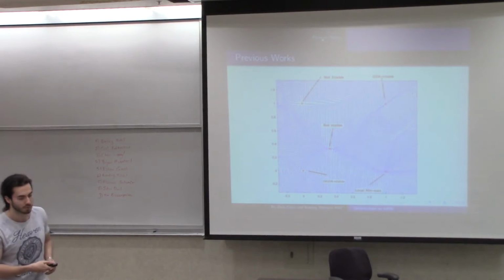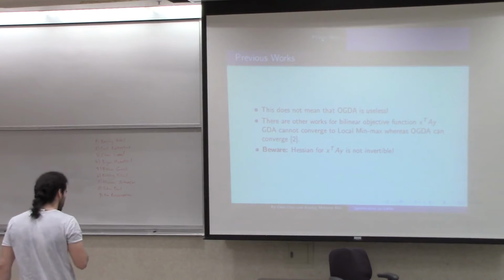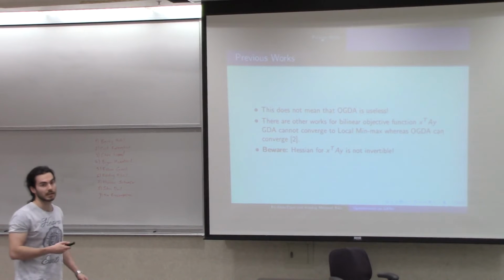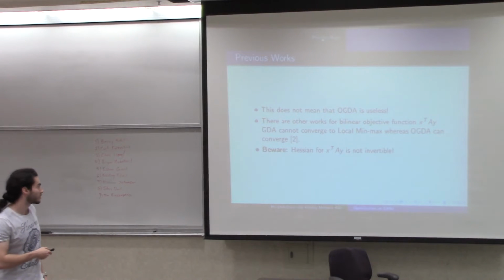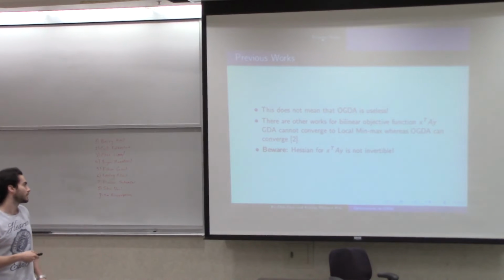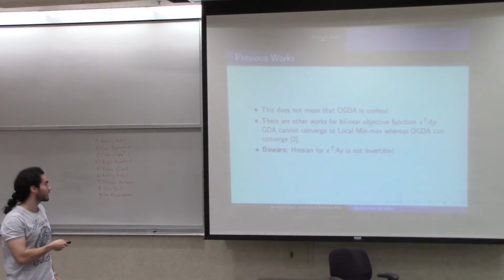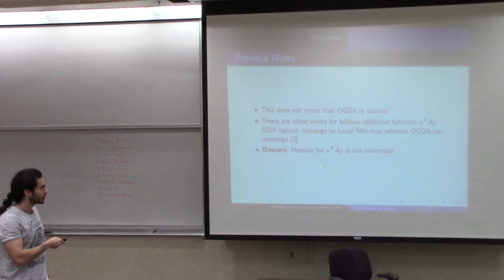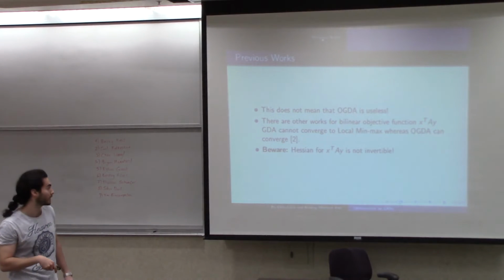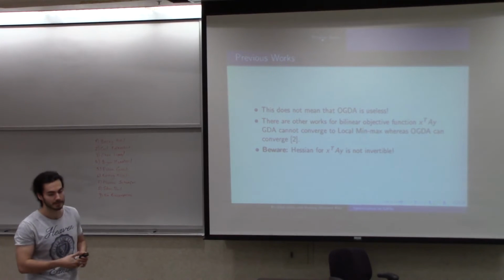Therefore, it seems that the OGDA algorithm is worse than the GDA algorithm. However, this does not mean that OGDA is useless, because the previous result is true under some assumptions like invertibility of the Hessian. In an example where the Hessian is not invertible, GDA may fail to converge to the stable point, to the Nash equilibrium. However, OGDA will converge to the Nash equilibrium in that case.